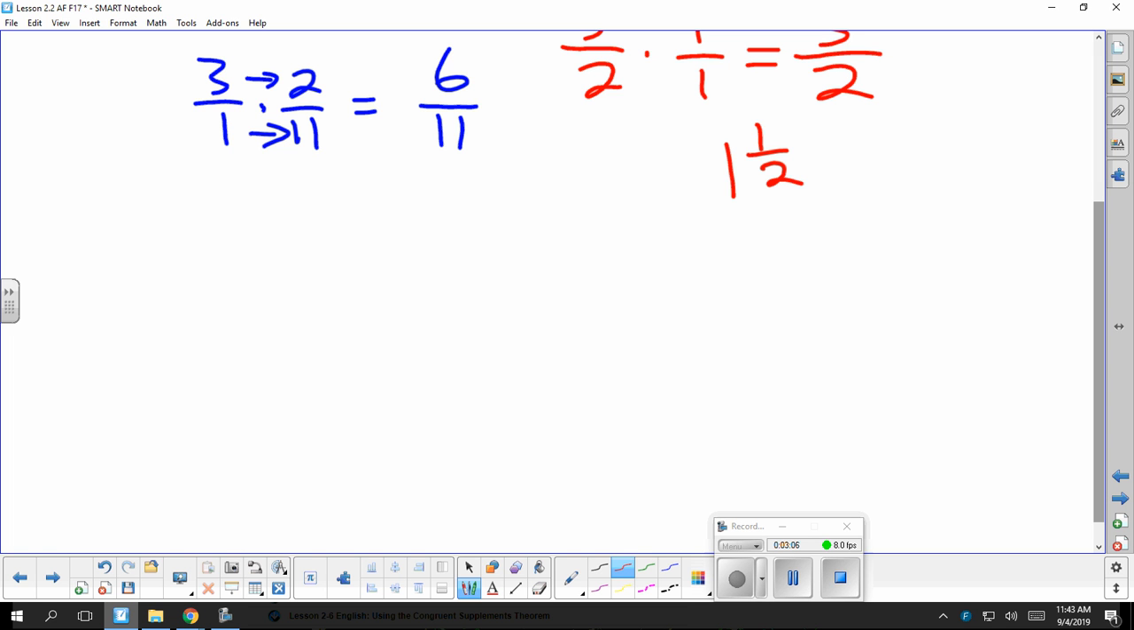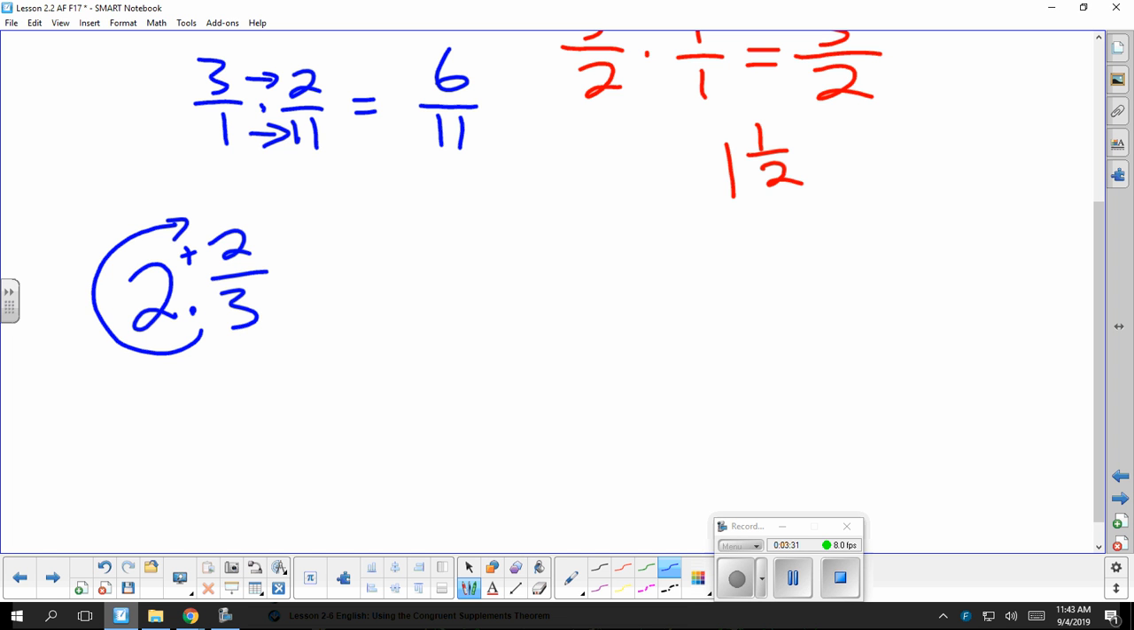So let's say I have the number 2 and 2/3. If I want to multiply these, I need to go ahead and change these to an improper fraction. So remember how I do that. I'm going to do 3 times 2 plus 2. 3 times 2 is 6. Plus 2 is 8, and we leave it as 8 over 3. Those are equivalent.